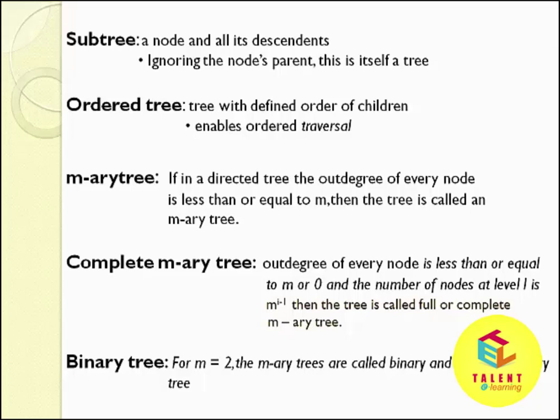M-ary tree. If in a directed tree the out degree of every node is less than or equal to m, then the tree is called an M-ary tree. Complete M-ary tree. Out degree of every node is less than or equal to m or 0 and the number of nodes at level I is m raised to I minus 1, then the tree is called full or complete M-ary tree. Binary tree. For m equal to 2, the M-ary trees are called binary and complete binary trees.